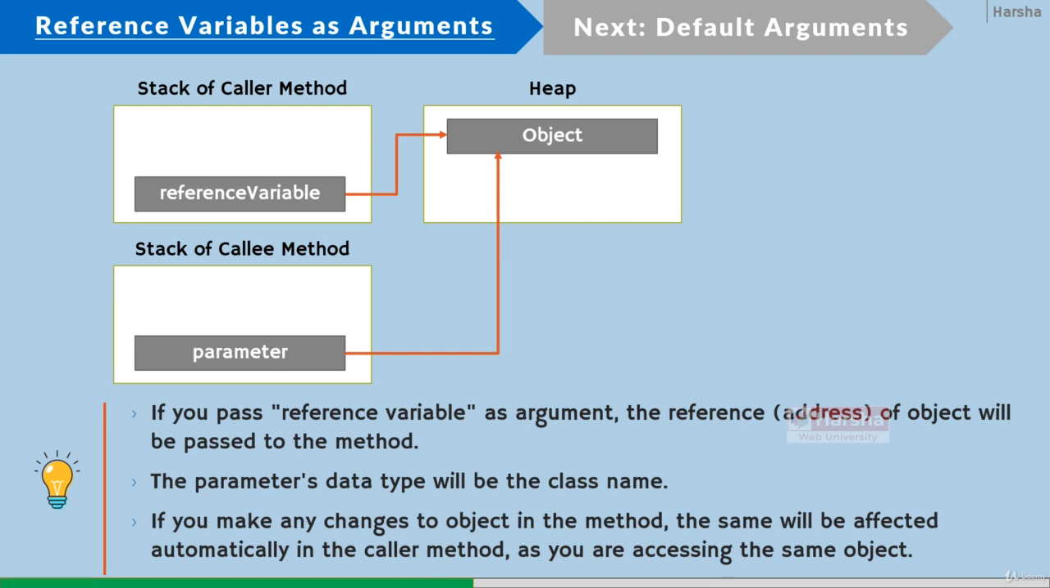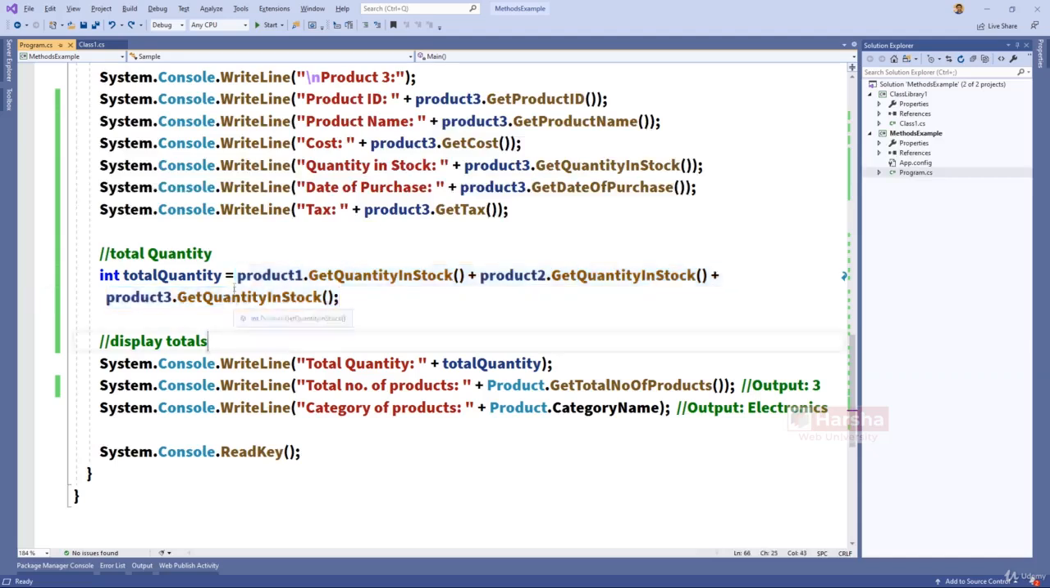Let me show the same practically. In this statement, you are accessing the three objects and adding their quantity. And suppose you want to do the same in the static method. But this statement requires three objects, right? So at that time, you have to pass the reference of three objects through the reference variables called product1, product2 and product3. And you have to receive the same reference into respective three parameters.